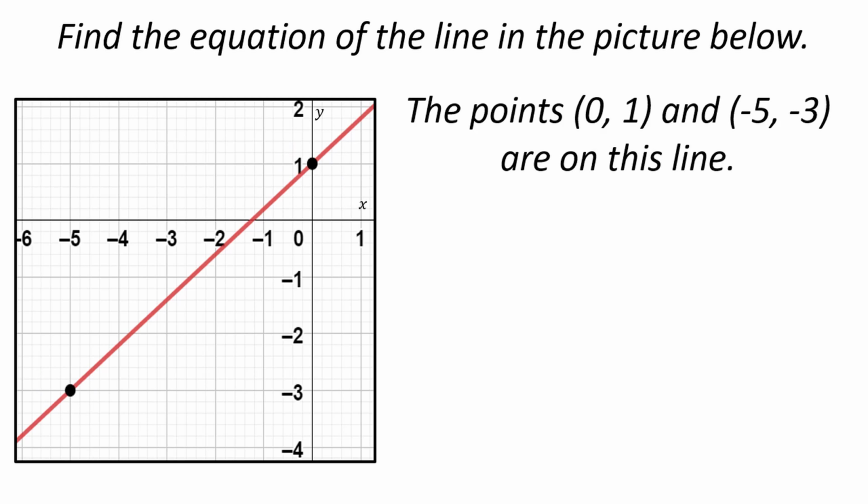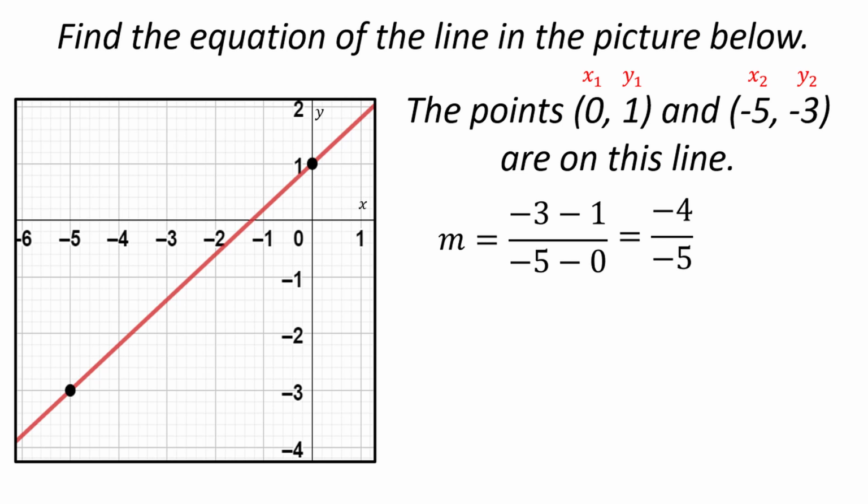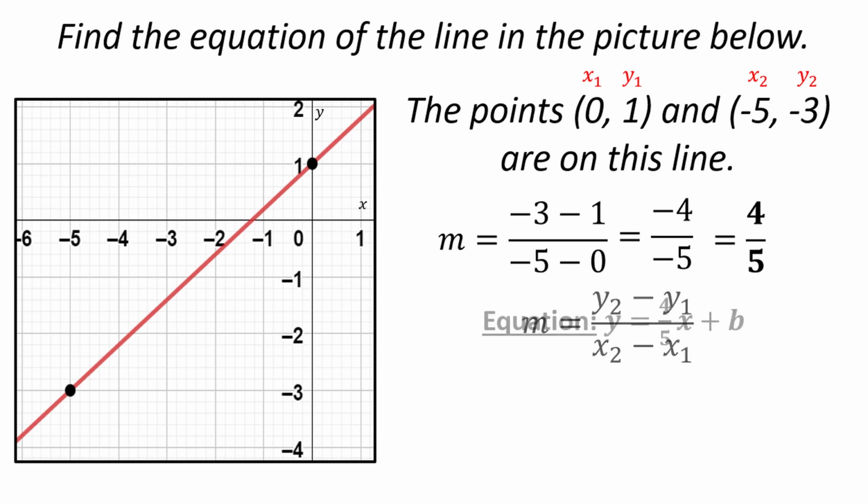Just like last time, we will want to find the slope by using the slope formula. We have m is equal to -3 minus 1 divided by -5 minus 0, which equals -4 divided by -5, which simplifies to 4/5. Recall that we are simply using the slope formula, m equals y2 minus y1 divided by x2 minus x1. Filling in the slope, the updated equation of our line is y equals 4/5 x plus b, so all we need is the y-intercept.